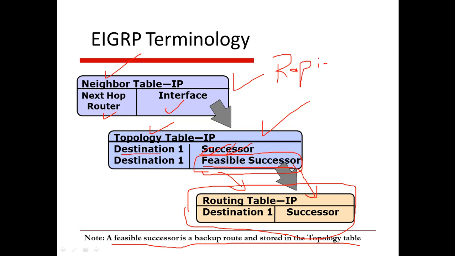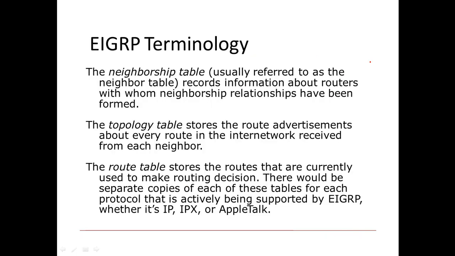Then it has stored a feasible successor, so that if this link or this path goes down for any reason, due to any load failure or power failure or any breakage of the connection, you will have another path that is a feasible path. That is why it provides rapid convergence of the network.